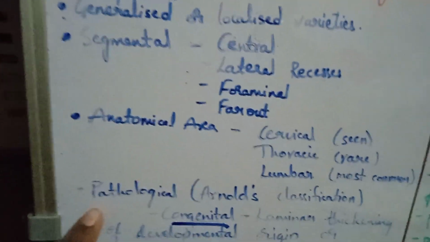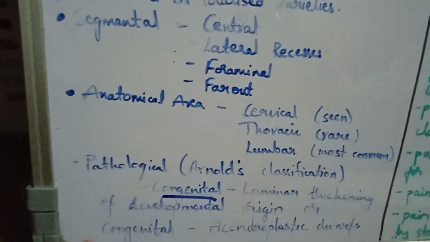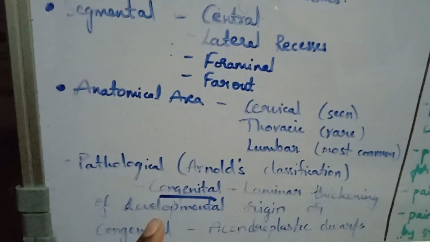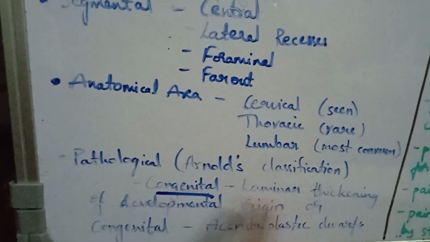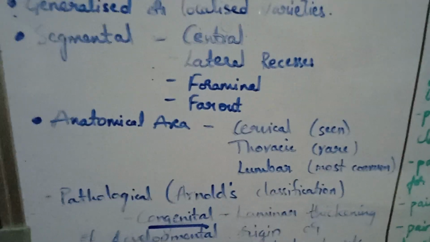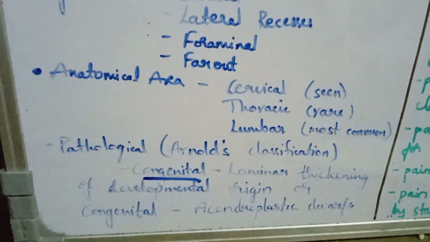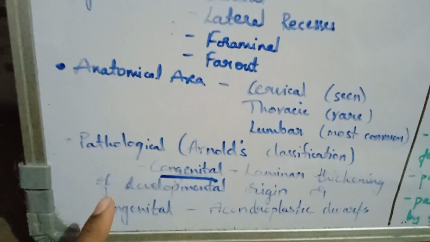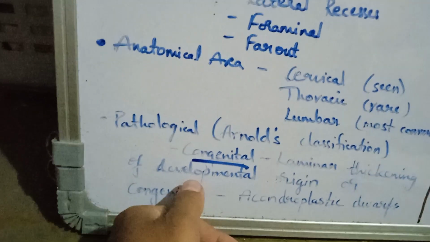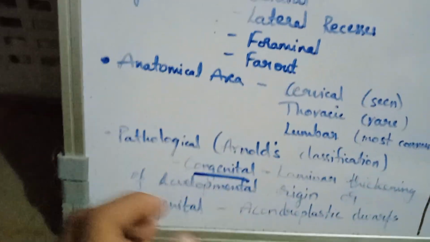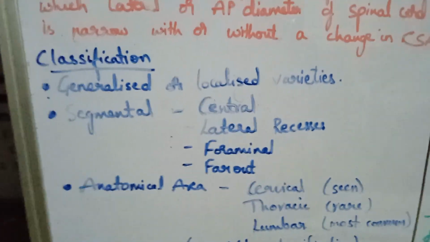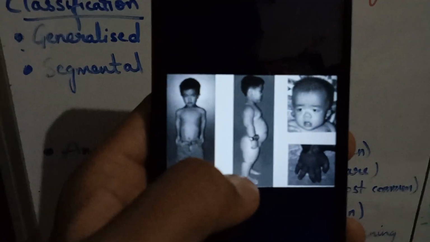So what is pathological classification? That is Arnold's classification. It has only two subclasses, congenital and acquired. What is congenital? There is a laminar thickening of developmental origin, or congenital achondroplastic grafts. Congenital means by birth. By birth, there is a laminar thickening. It might be due to developmental origin or it might be present at birth by itself. An example is achondroplasia. I am going to show you a picture of it.